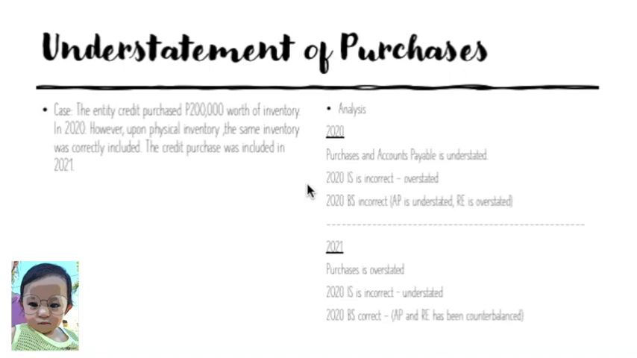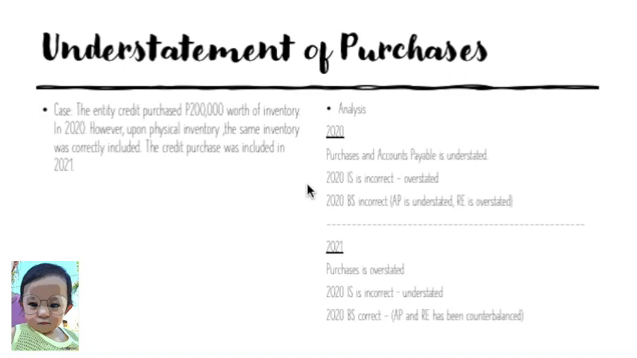So for 2020, purchases and accounts payable are understated. By the way, purchases is a nominal account, accounts payable is a real account. So the income statement for 2020 is incorrect because net income is overstated. Remember the relationship between purchases and net income. It's indirect. So if purchases is understated, it follows net income is overstated. The balance sheet for 2020 is also incorrect. First, AP is understated because you were not able to recognize the liability. And because net income is closed to retained earnings and your net income is overstated, it follows retained earnings is also overstated. And then you have purchases.